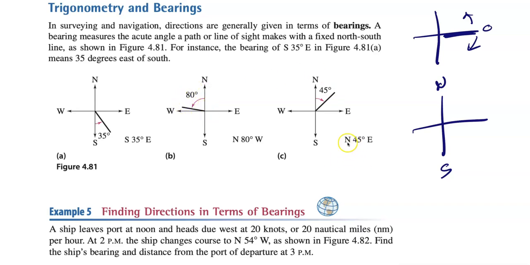The last one here, right? North, 45 degrees east. So you start north, and you go 45 degrees east. That's how bearing works. So bearing starts at the north or the south, and then from there, you go east or west.